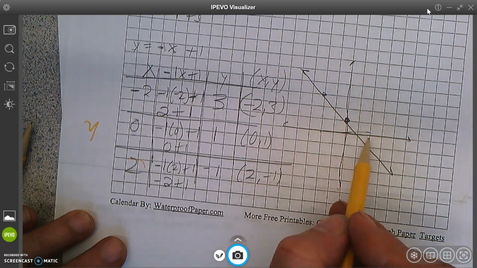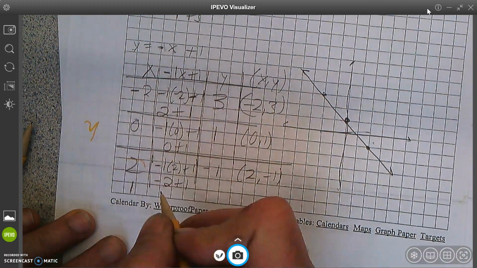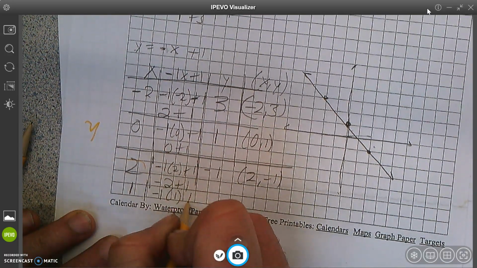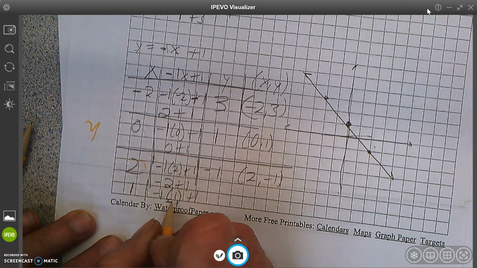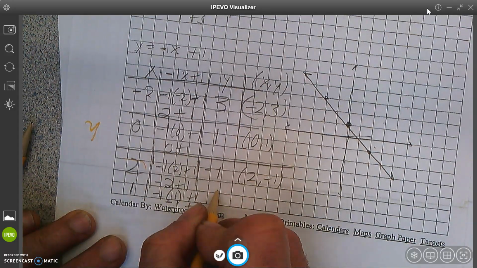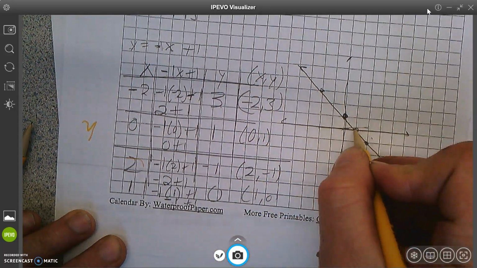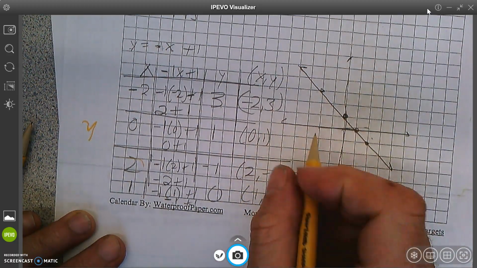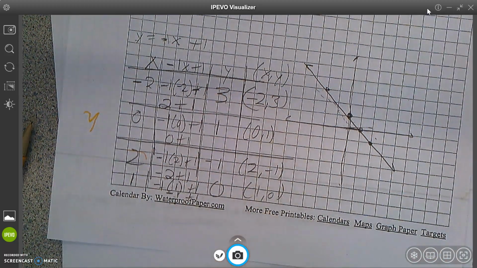These are all solutions. What else is on the line? I don't know. Let's pick 1. We didn't pick 1, right? So -1 times 1 plus 1. -1 times 1 is -1, plus 1 is 0. So 1, 0. Yeah, it's on the line. Any of these points are also on the line. Got it. Infinite amount of points.